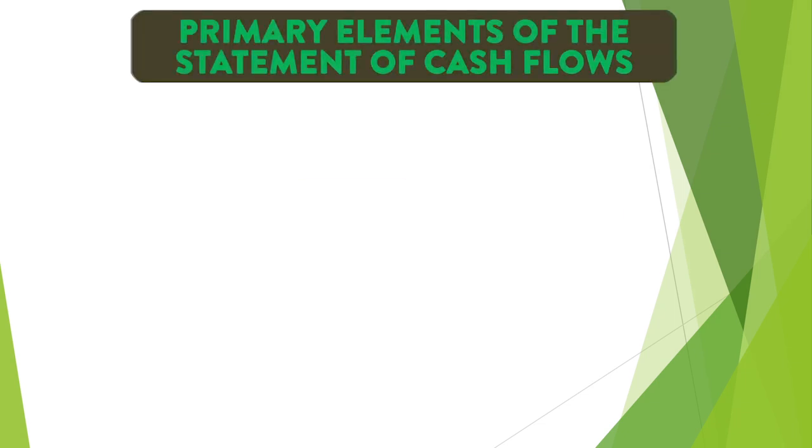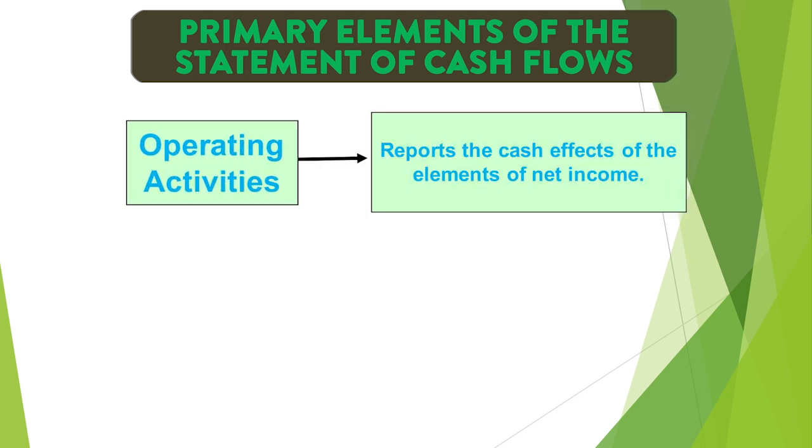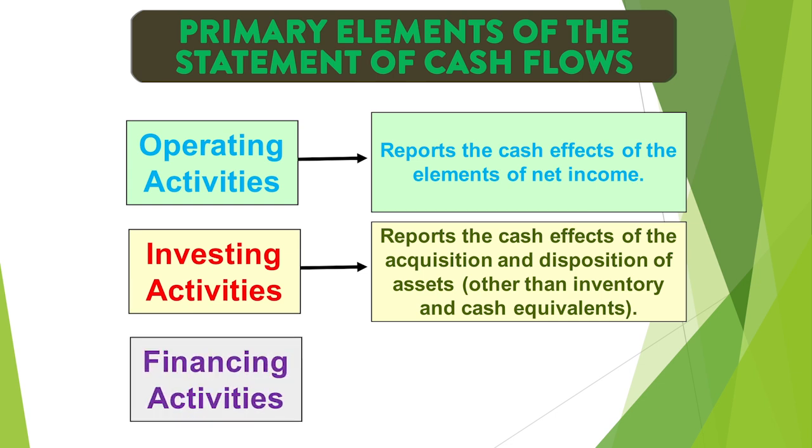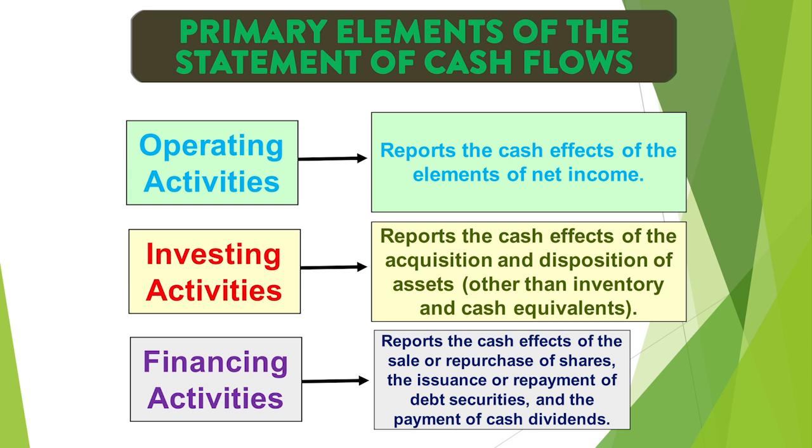What are the primary elements of cash flows? I've already talked about operating activities. That this simply reports the cash effects of the elements of net income. I've already explained this earlier. Investing activities, just the summary to give you, reports the cash effects of the acquisition and disposition of assets other than inventory and cash equivalents. The financing activities reports the cash effects of the sale or repurchase of shares, or the issuance or repayment of debt securities, and the payment of cash dividends.